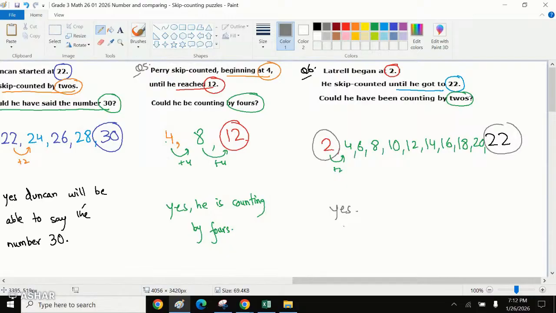Rowan, this is grade 3. We're doing number and comparing, and we are doing skip counting puzzles. Thank you, May. Aiken, this is grade 3 maths, okay? We're just doing skip counting. Skip counting means each number would be added by 2. And we need to see if we start at this point, would we be reaching the number 22? Thank you so much.